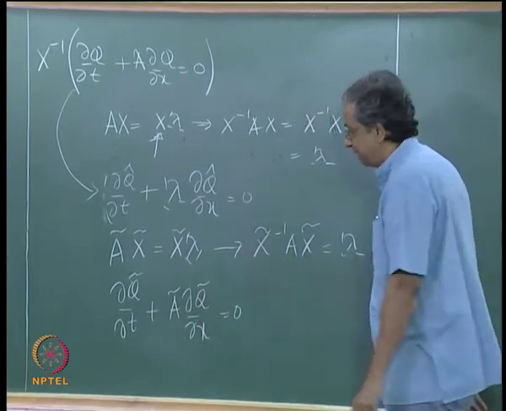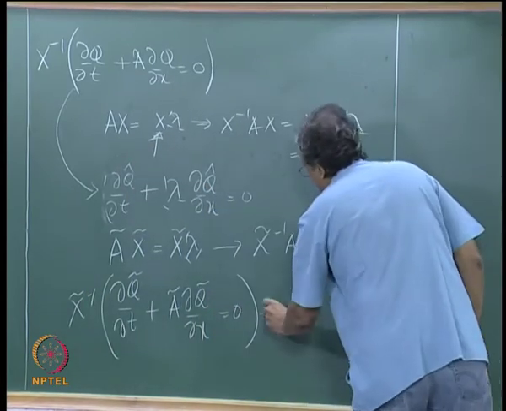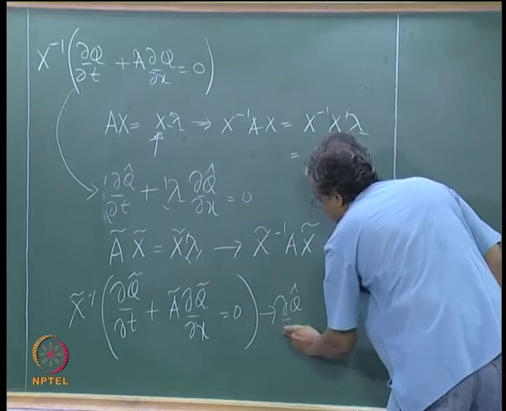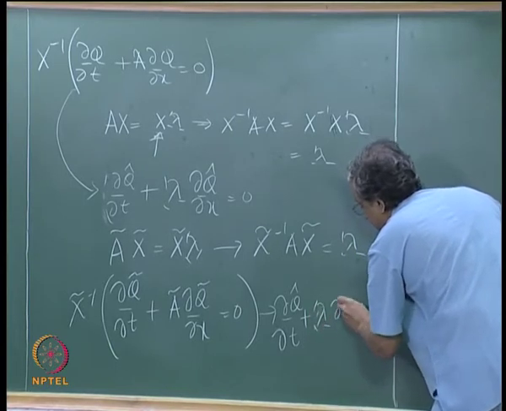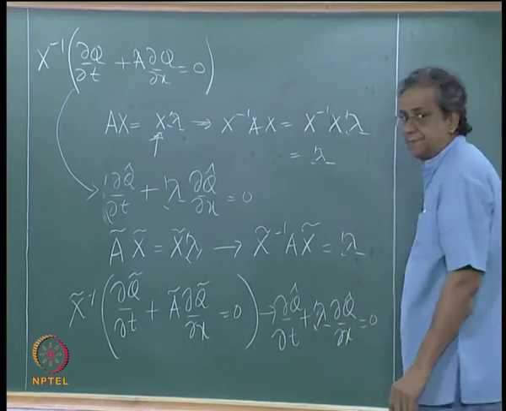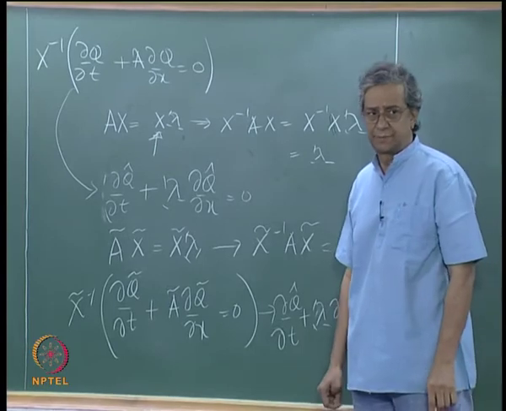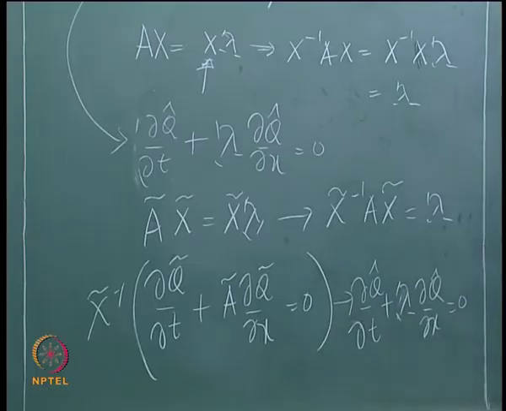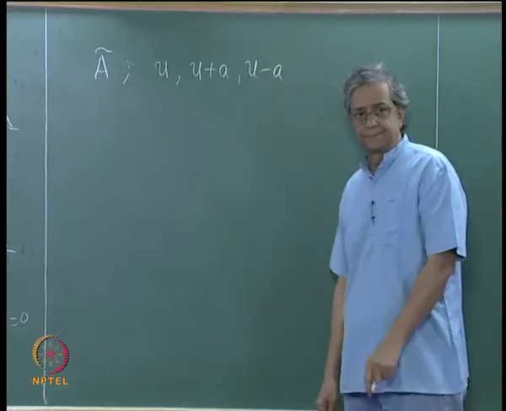Variables are rho, u and p. If I were to multiply this by X tilde inverse, I would again get dou Q caret by dou T plus lambda dou Q caret by dou X equals 0, the same equation. We are transforming the dependent variable. Let us find the eigenvectors. A tilde has eigenvalues u, u plus a, u minus a.